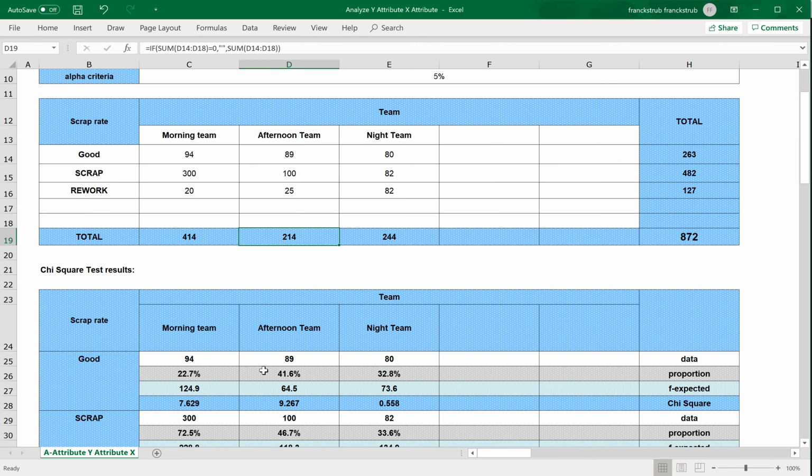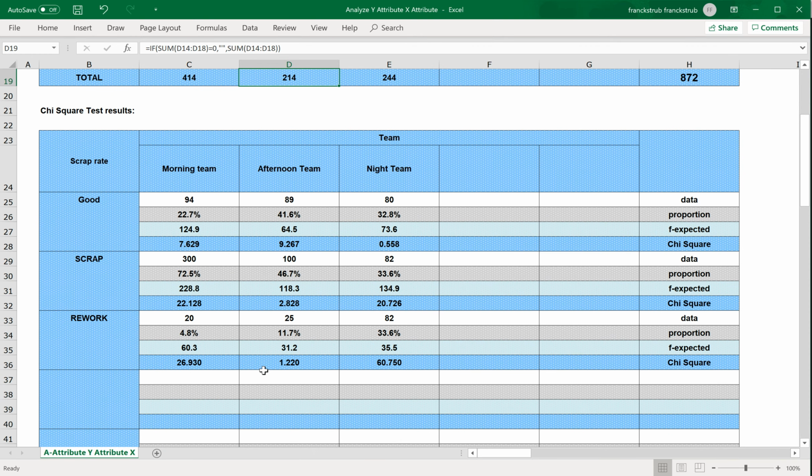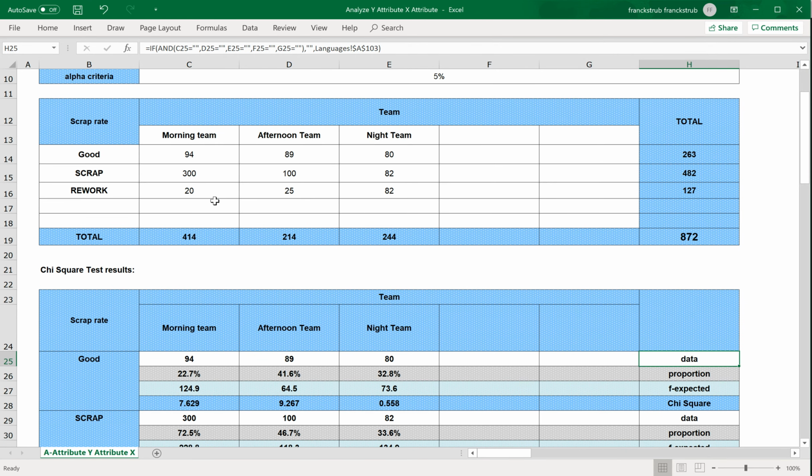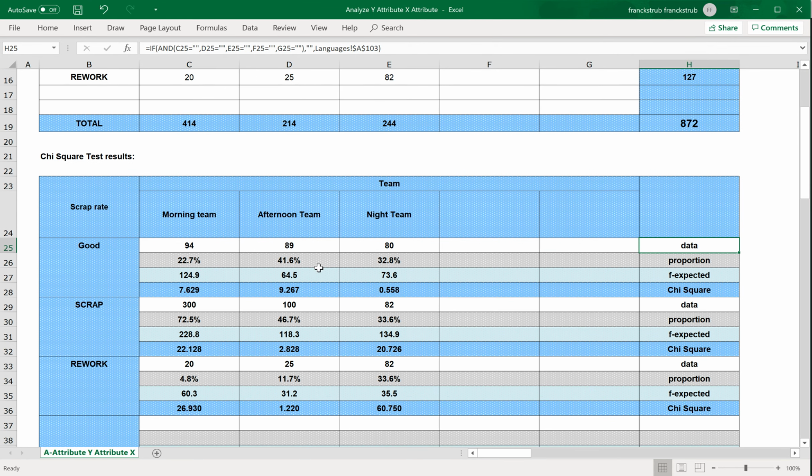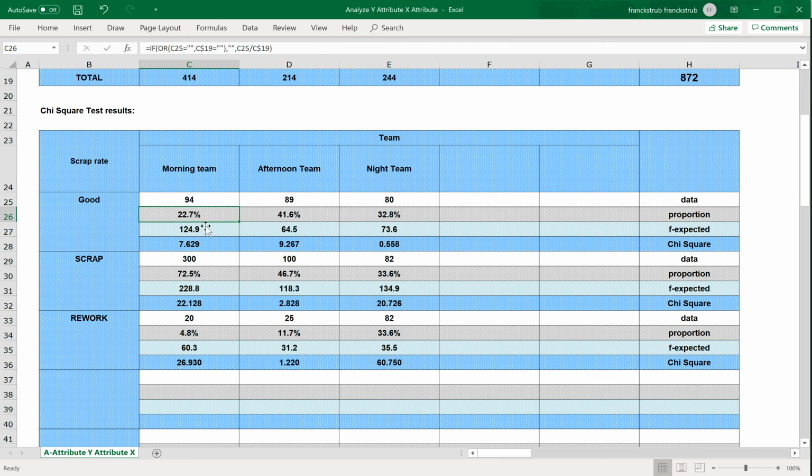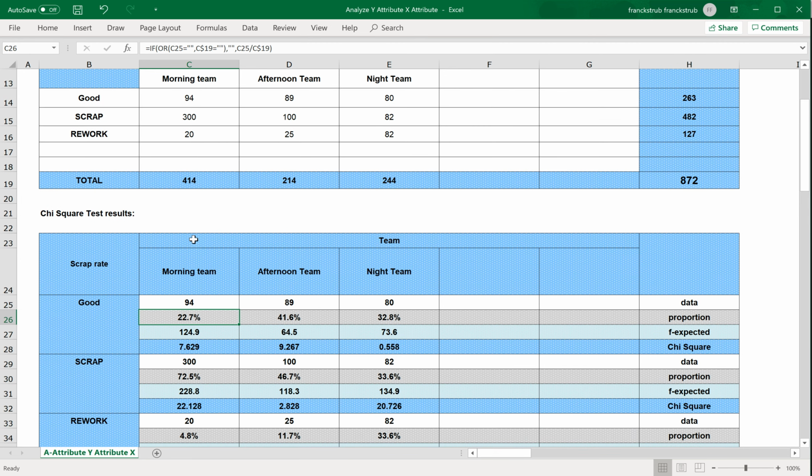My chi-square test results will be displayed in a bigger table. In fact, the same table where you will find again your scrap rate, your Y values with 3 possible attributes, good, scrap, rework, and for morning team, afternoon team, and night team, you will find your data that you entered above, 94, 94. But also here you will find the proportion. 22.7% will be your proportion of good. So 94 divided by, you have the formula above, the total number of parts that you produce, 414.